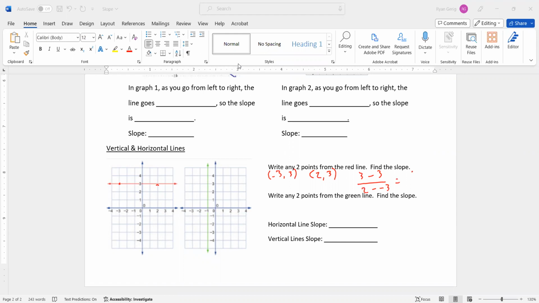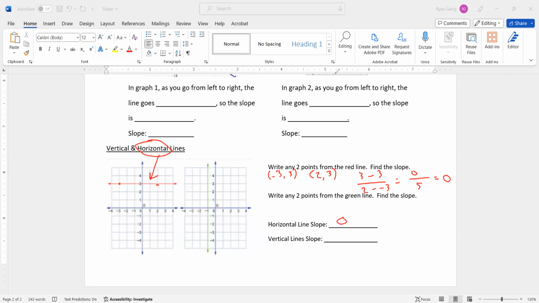So 3 minus 3 is 0. 2 minus -3 is +5. 0 divided by anything is 0. So the red line is a horizontal line. Horizontal lines have a slope of 0, always.